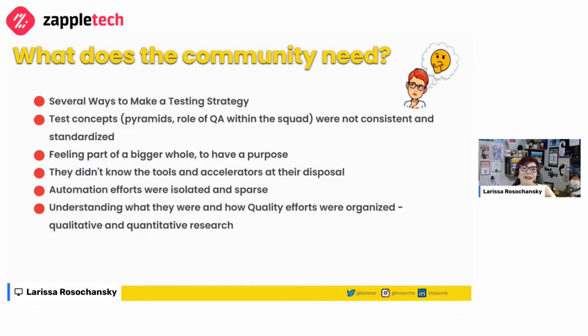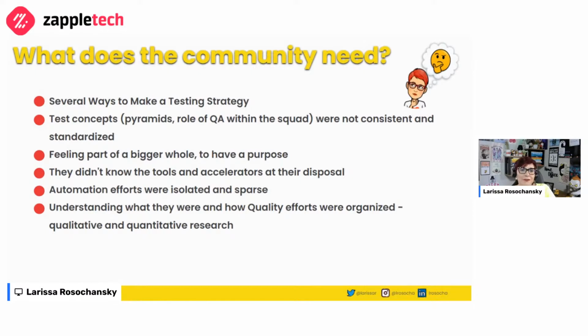And we had the same efforts in several tribes, so people were duplicating efforts everywhere. Also, we needed to understand how quality efforts were organized.